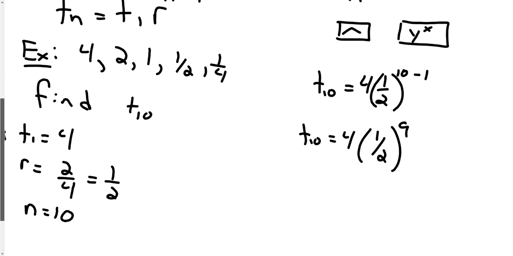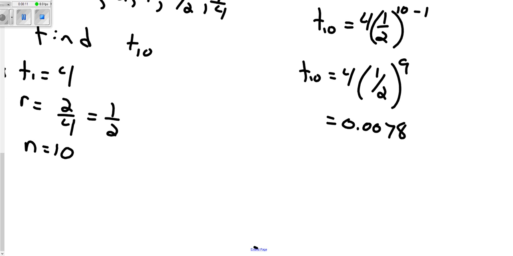I'll come by and take a look. Should get something like this. So how do you type that? I went 1 divided by 2, and I hit enter. Then I put that to the power of 9. And then I times it by 4.